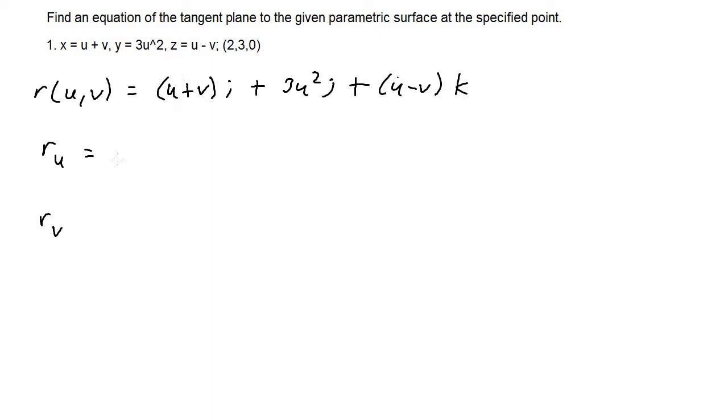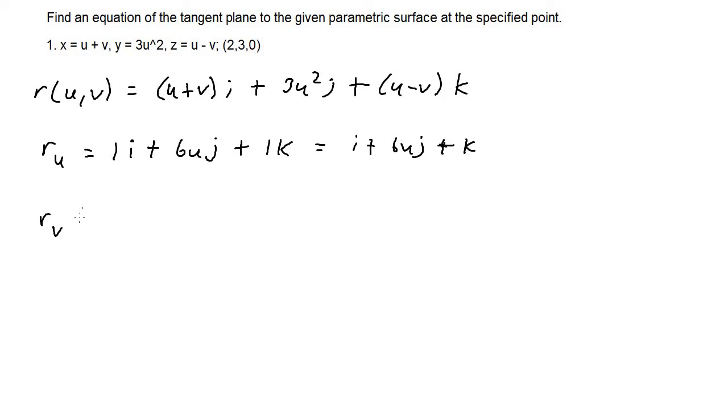So for r sub u, we take first the partial derivative of the x component with respect to u. That's just going to be 1 times i, plus the partial derivative of the y component with respect to u. So that's going to be 6u times j, and then plus the partial derivative of the z component with respect to u. That's just going to be 1 times k. So rewriting it, we get i plus 6uj plus k.